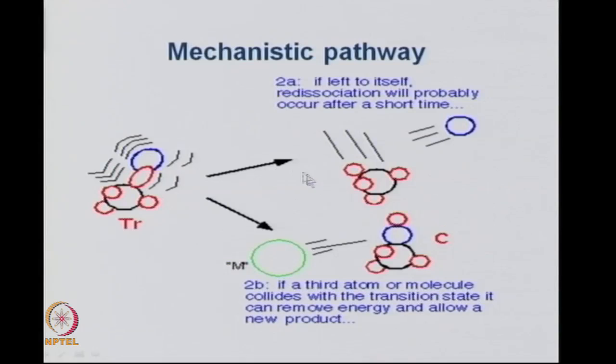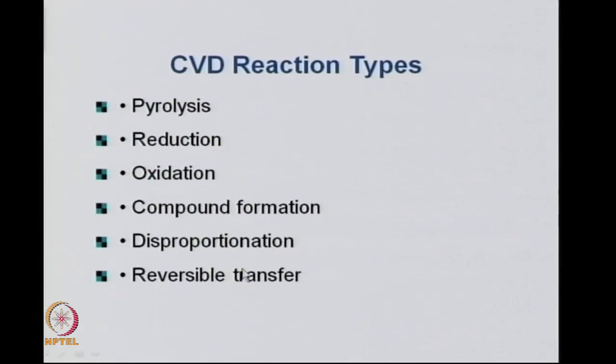So, from the transition state you can go back to the original reactant state, or you can go to the product, which is a new molecule, by the interaction with a third molecule which takes away part of its energy.